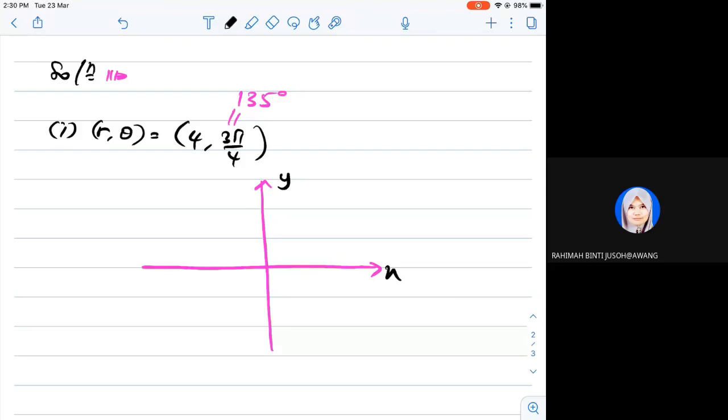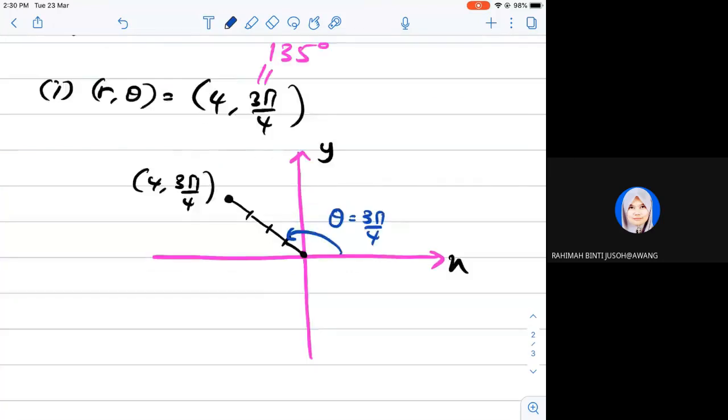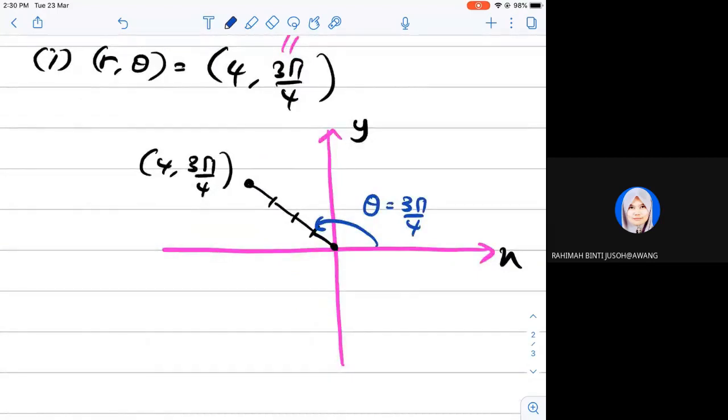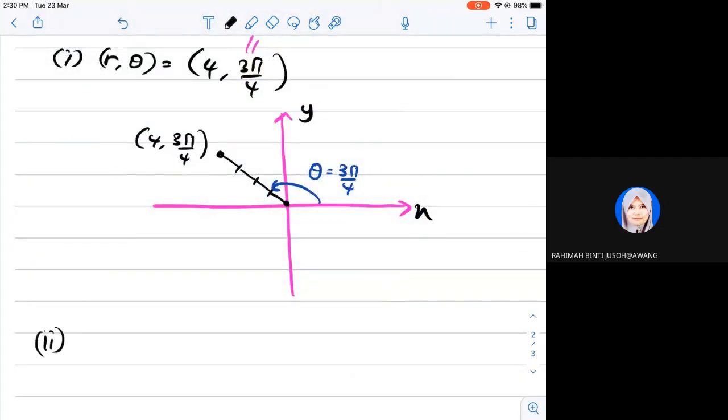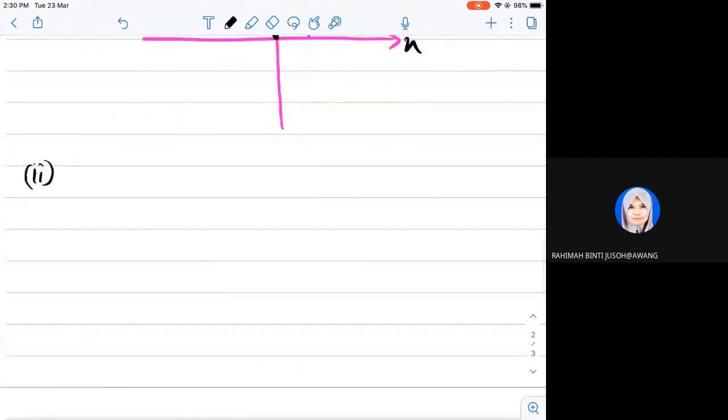So how do we plot the polar coordinates? It's very simple, guys. We start at the origin, and we know this angle is located in the second quadrant. So we just do like this: 1, 2, 3, 4. That's it. This is the coordinate of 4, 3 pi over 4, and this is the angle theta equals 3 pi over 4. Understand? Okay, good.